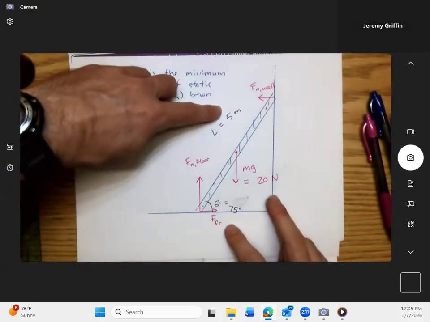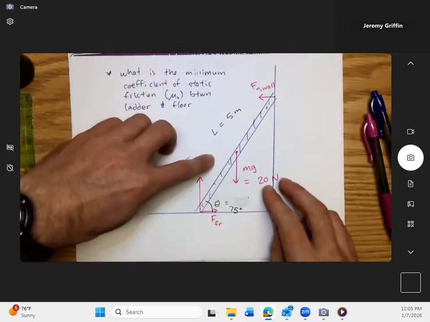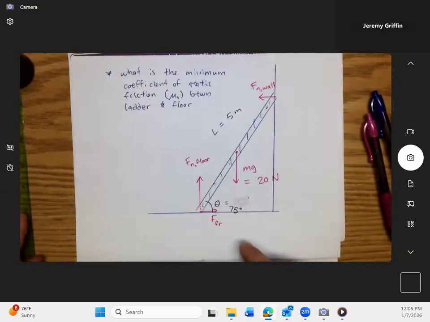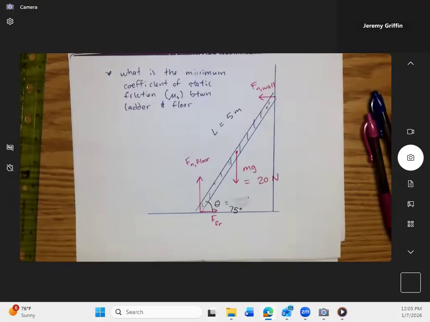The three numbers I gave you: the full length of the ladder is 5 meters, the weight of the ladder is 20 newtons, and the angle with the floor is 75 degrees. There's enough information there. You can solve for the coefficient of friction with the floor. Just like before, I'll give you guys a head start, so go ahead and start solving it. I'll jump in about a minute and see if you guys beat me to the answer. Last time you guys beat me to the answer.